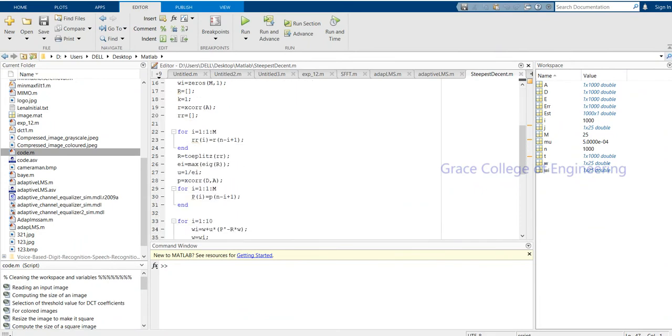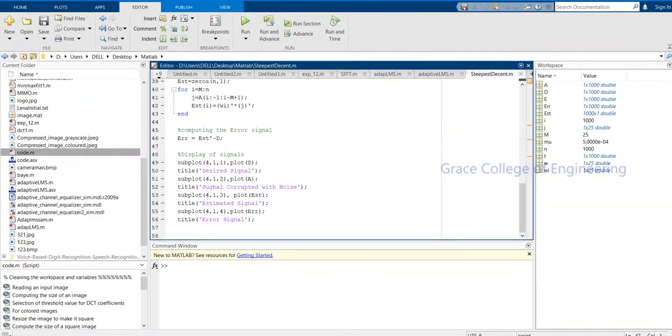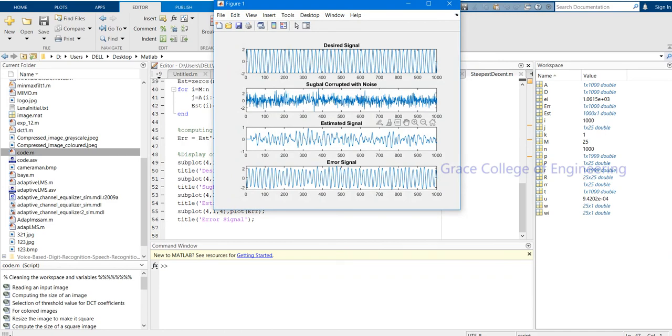Similarly, this is the program using the Steepest-Descent algorithm. Here also we have a signal. This is the desired signal corrupted with noise, and the estimated signal. And this is the output error signal.